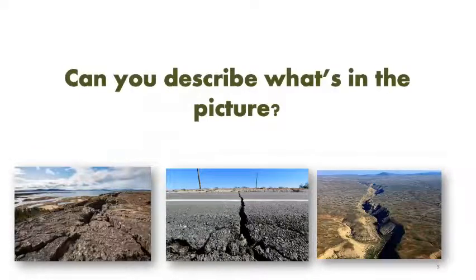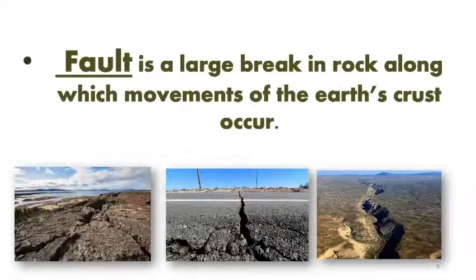Next, can you describe what's in the picture? I know that some of you know what this is. So that is what we refer to as fault. Fault is a large break in the rock along which movements of Earth's crust occur. So probably an earthquake has already happened or will happen in this particular area. That is what we refer to as fault.